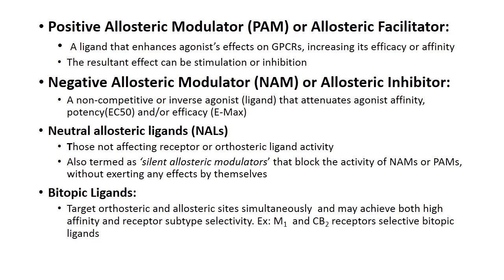That is, the drugs or newer chemical entities that target both sites on the same receptor, the orthosteric site and the allosteric site simultaneously, and therefore it may achieve higher affinity and subtype selectivity. Work is underway to identify M1 selective and CB2 selective bitopic ligands.